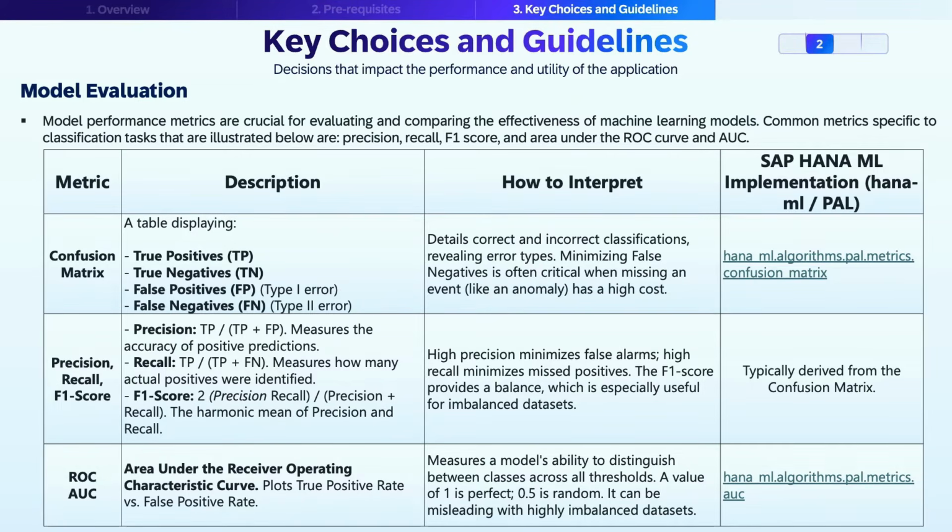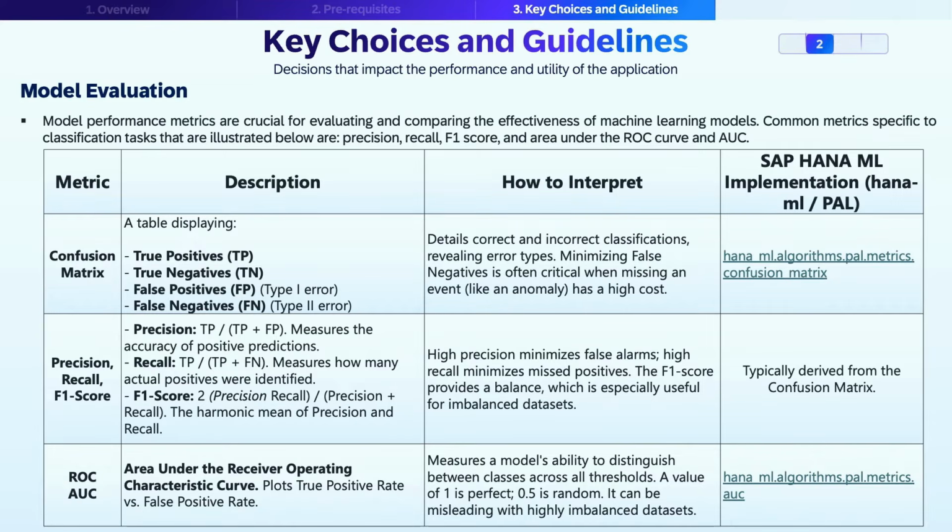Confusion matrix is a table that summarizes the performance of a classification algorithm. It compares the predicted class labels to the actual class labels of a dataset, providing a detailed breakdown of correct and incorrect classifications. This helps in understanding the types of errors a model is making, which can be crucial for improving its performance. Precision, recall, and F1 scores are all important metrics for evaluating the performance of the classification model.